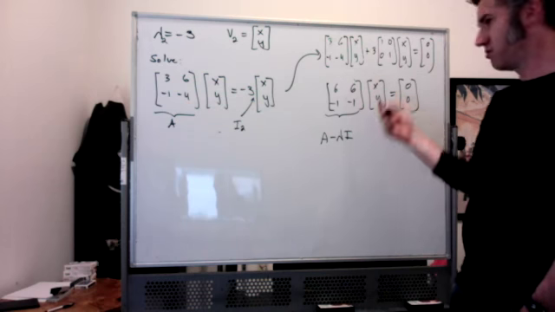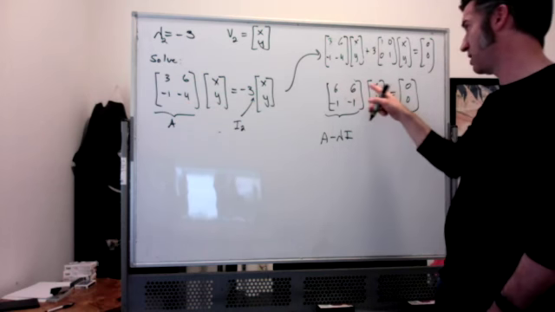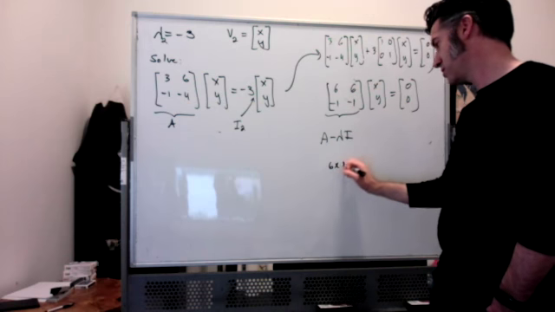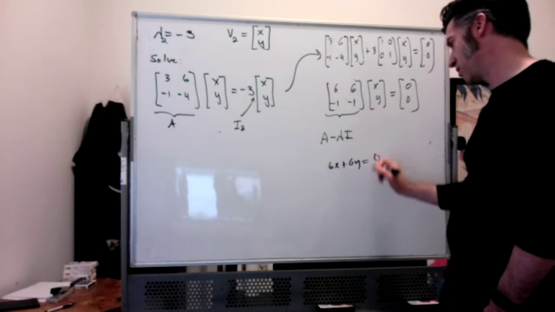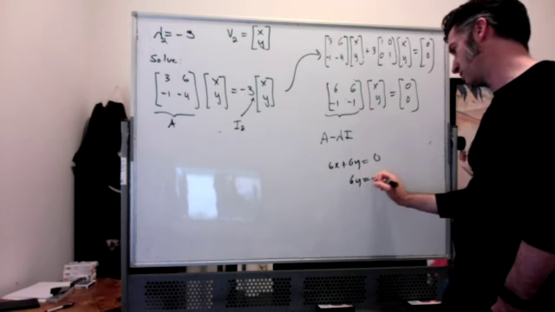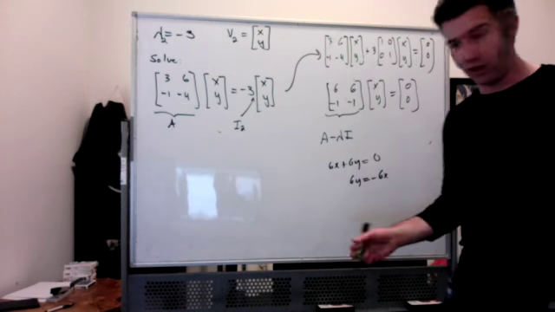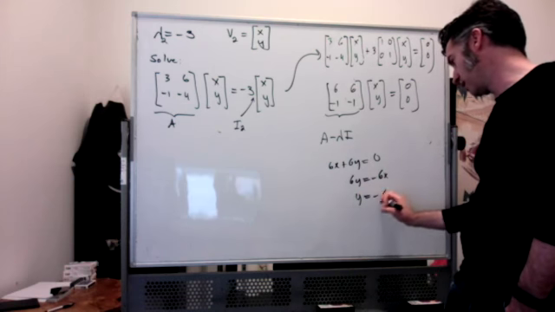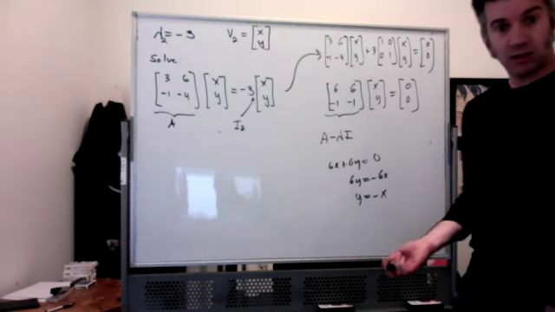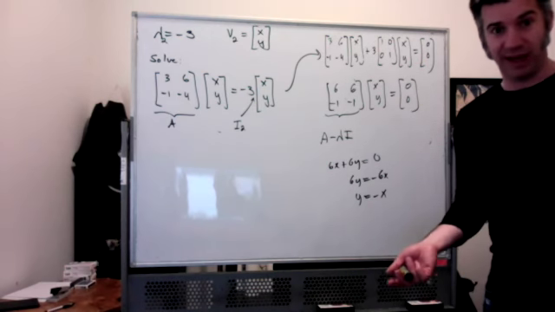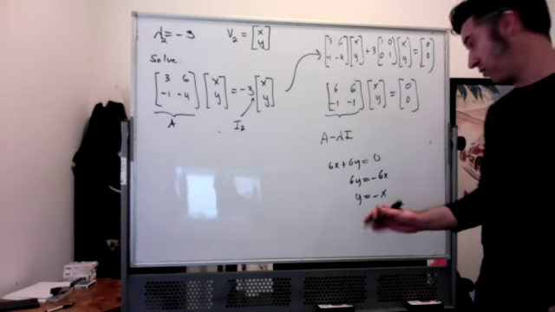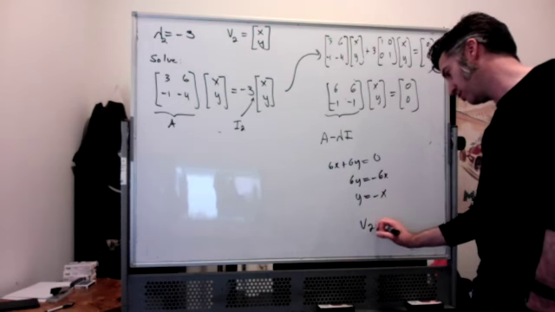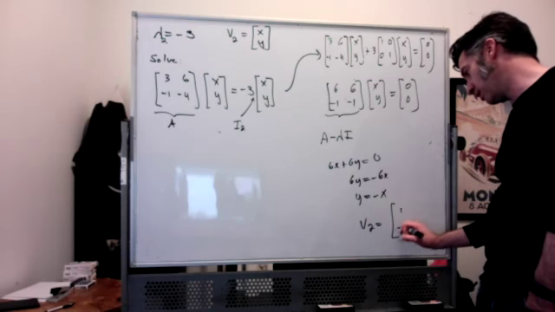And then we write out the equations. 6 times x plus 6 times y equals 0. So 6y equals -6x, or preferably y equals -x. In this case, I would pick x equal to 1 and y equal to -1. So my eigenvector would be 1, -1.